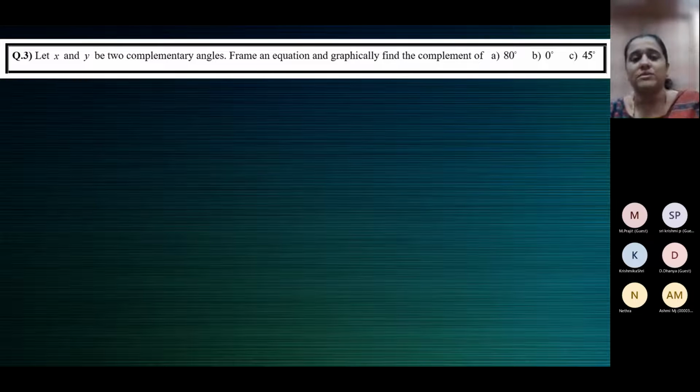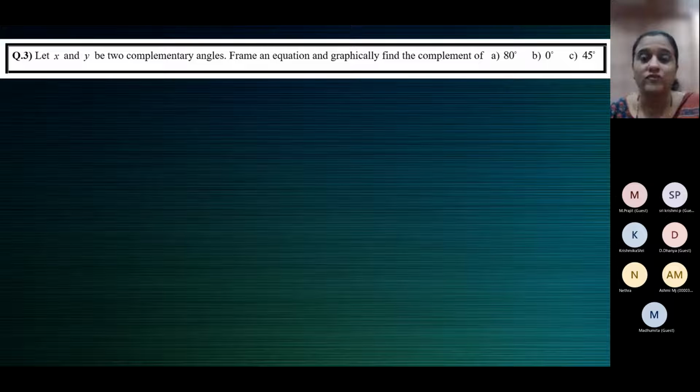2 angles are said to be complementary if their sum is 90 degrees. And 2 angles are said to be supplementary if their sum is 180 degrees. 2 angles, not 3 angles, not 4 angles, 2 angles. Supplementary and complementary are terms used with respect to a pair of angles. If 3 angles add up to 180 degrees or 90 degrees, they are not supplementary or complementary angles. Supplementary angles and complementary angles represent a pair of angles, 2 angles.